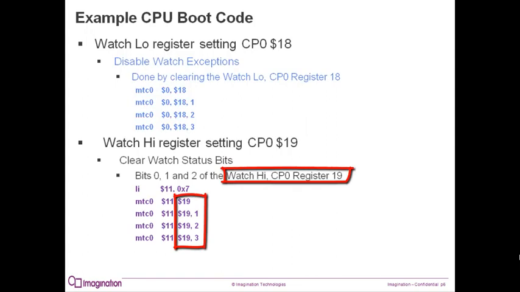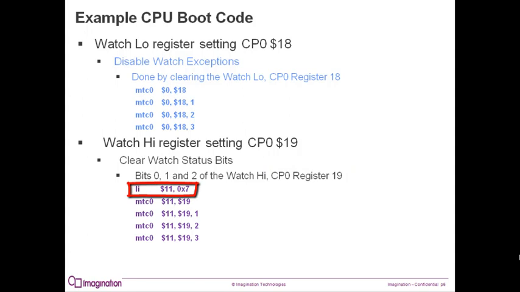The watch high registers are coprocessor 0 register 19 select 0 through 3. Writing a 7 to the 4 watch high registers will clear all watch conditions.